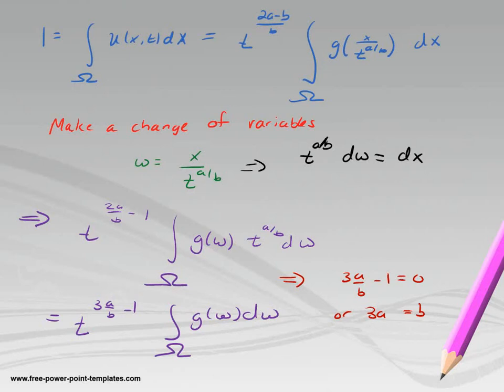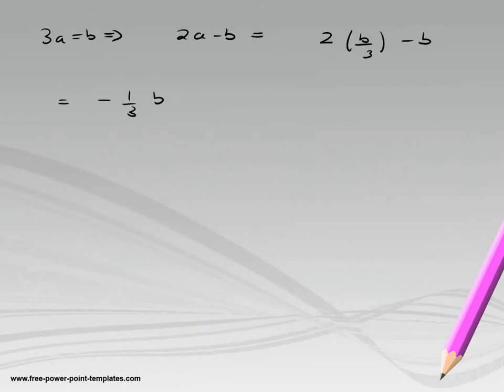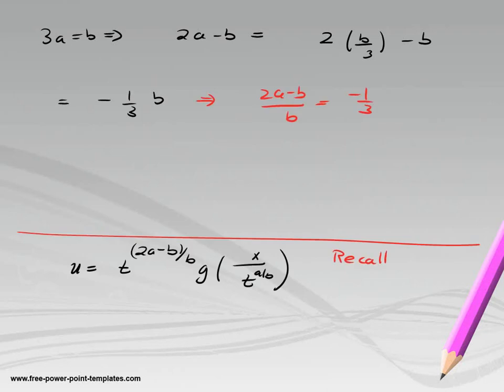So it wipes out. When you set that exponent equal to 0, you finally get some relationship between your a's and your b's. So we have to work a bit harder than we did with the heat equation to get the relationship between a's and b's. So there's always going to be some kind of constraint on the a's and b's to force the invariant solutions. So we get 3a is b, or 2a minus b is equal to 2b over 3 minus b, which is minus 1/3 b. Why did I do that?